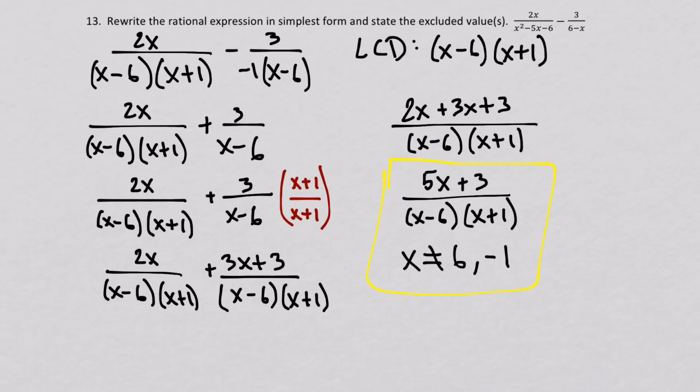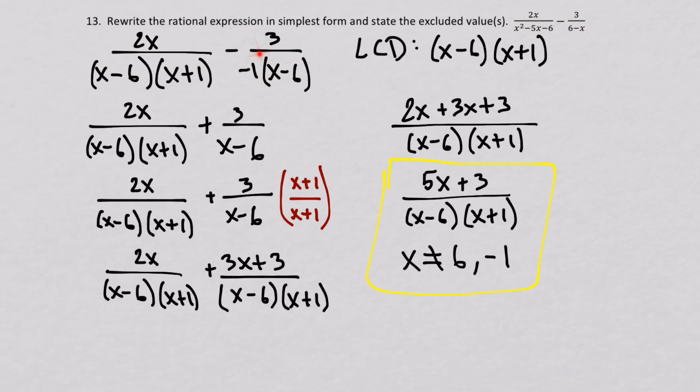I started here, 2x over x minus 6x plus 1, because I factored x squared minus 5x minus 6. Then, right here, what I noticed is that I had 6 minus x, which is very similar to x minus 6. So what I did is I factored out a negative 1, which you can do, and turned it into x minus 6. Right? Factor out negative 1 and you get negative 6 plus x, which is basically the same thing as x minus 6.